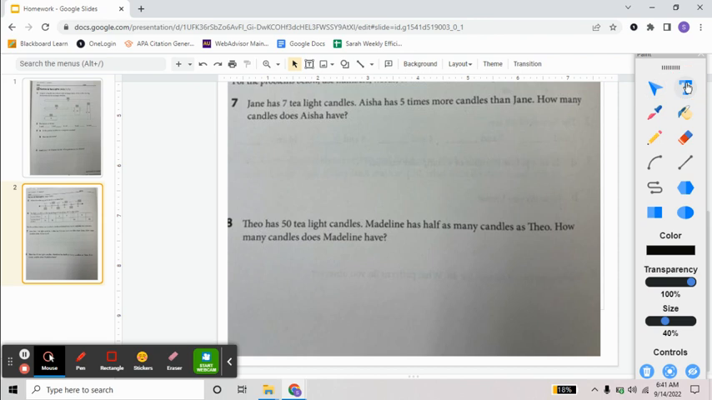Theo has 50 tea light candles. Madeline has half as many candles as Theo. How many candles does Madeline have? So if we are trying to figure out half as many as 50, we would do 50. There's no divide symbol on my keyboard, but we are dividing. I'm going to put this as our dividing symbol, but you would put your regular dividing symbol. By 2, because we're trying to figure out half of 50, which equals 25. All right, that's it.